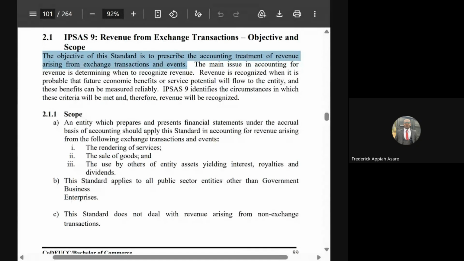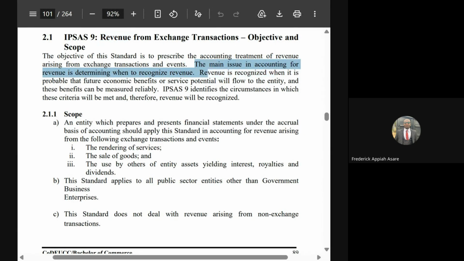So they realize that anytime they are preparing the annual statement, revenue will obviously come in. This standard will tell us how we have to treat revenue arising from exchange transactions. That is, maybe the local government has something that they sell to generate money, or services that they are rendering. When they render the services, the money that comes in, how are they supposed to account for it or treat it in the statement? That is what this standard talks about, the IPSAS 9.